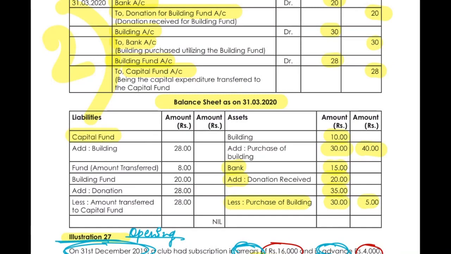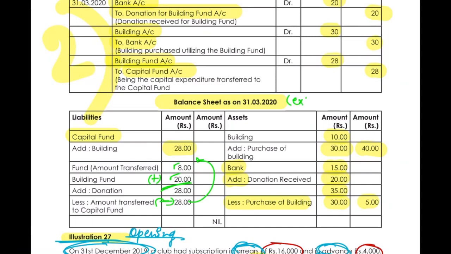Capital fund, we do not know what the balance was, but 28 lakhs would be added from the building fund. Here the building fund was 8 lakhs in the opening, and 20 was additionally received as the donation. So the total was 28. Then we deducted 28 from here and added it to the capital fund account. So that is how we have presented.